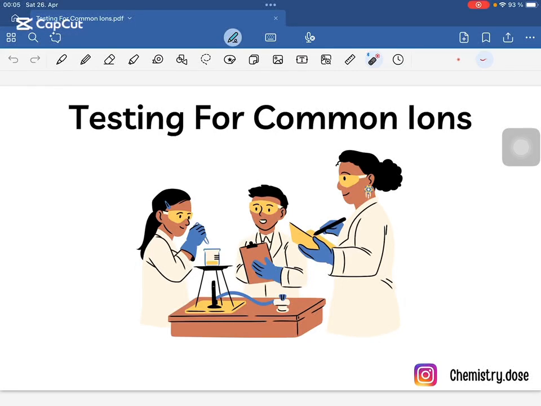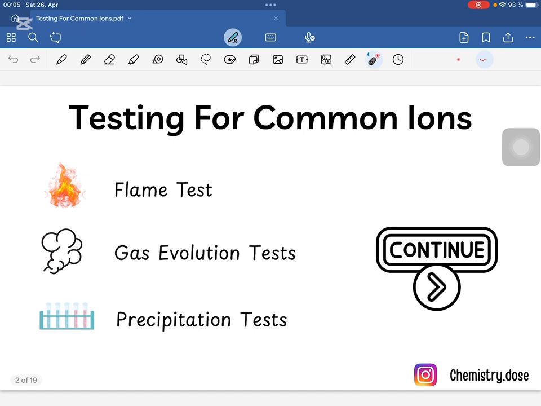In this video, we're going to go over the testing for common ions. So there are different tests for ions. One of the tests is through a flame test. You also have ions that can produce a gas. So we have a gas evolution test, and we have the precipitation test, which is the formation of a solid.